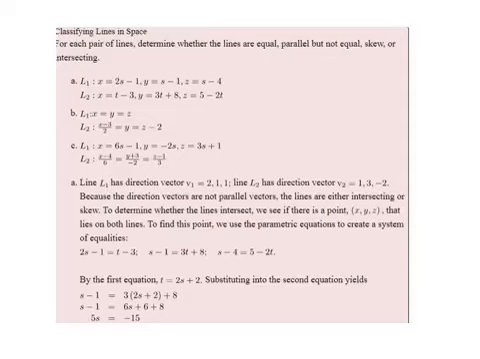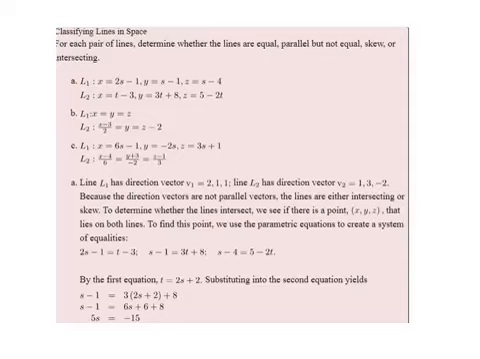In order to determine whether the lines intersect, we see if there is a point (x, y, z) that lies on both lines. To find this point, we use the parametric equations to create a system of equalities: 2s minus 1 equals t minus 3, s minus 1 equals 3t plus 8, and s minus 4 equals 5 minus 2t. By the first equation, t equals 2s plus 2.